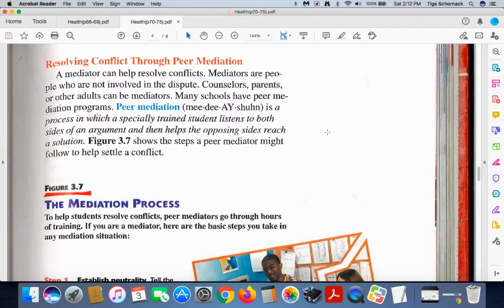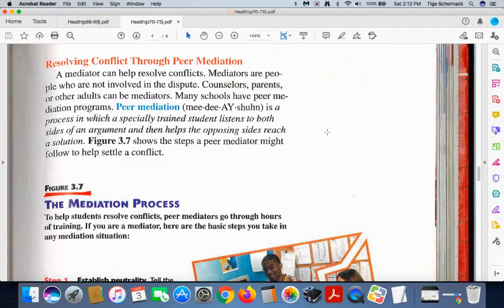Peer mediation is a process in which a specifically trained student listens to both sides of a conflict and helps find a solution. Figure 3.7 shows the steps peer mediation might follow to help settle a conflict. Do we have a peer that each person can go to in school? Obviously, peer mediators here. If a conflict happens in my class, I'll be the mediator of the problem or the conflict.